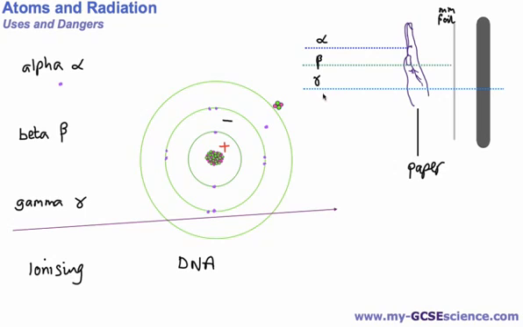And in terms of gamma rays, well, they can get through your hand, get through paper, they can even get through lead, and you'd need a very thick slab of lead in order to stop gamma radiation, and even then it's not guaranteed that it will stop all of it.